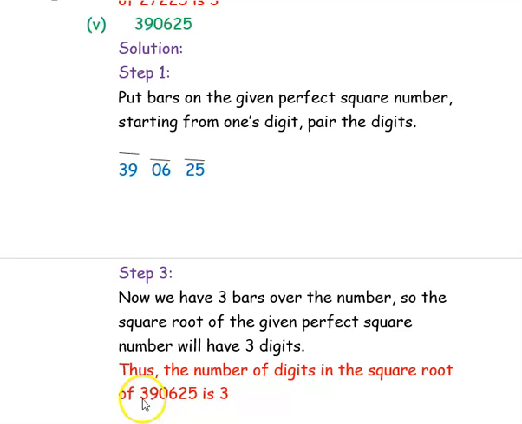Okay, I think we understood how to find the numbers to be added or subtracted to make the given number a perfect square number, and also to find the square root of that number, and also we know how to find the number of digits in the square root of a perfect square number.